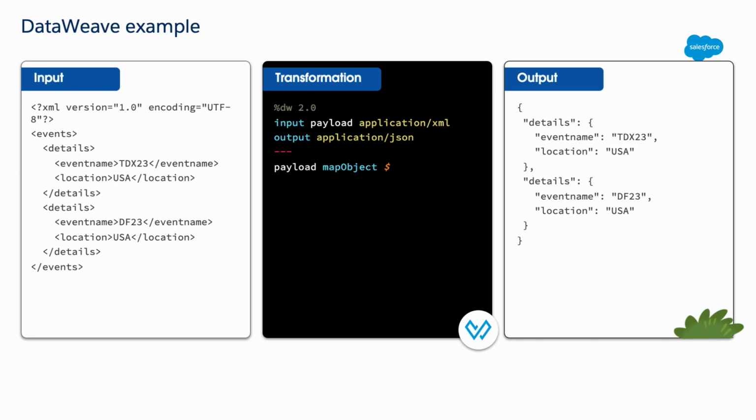A very, very simple example here. I have two events, the two flagship events Salesforce has, in an XML format: TDX23, which happened in March, and DF23, which is happening now. I want to convert them into a JSON format. A simple DataWeave script is just 4 lines of code, and of those 4 lines, one is a header, one is a separator. I specify my input data type format, the output data type format, and then the payload I want to generate, and it prints out the JSON.